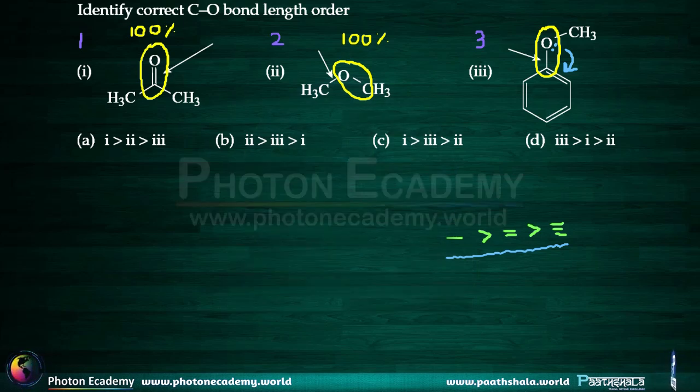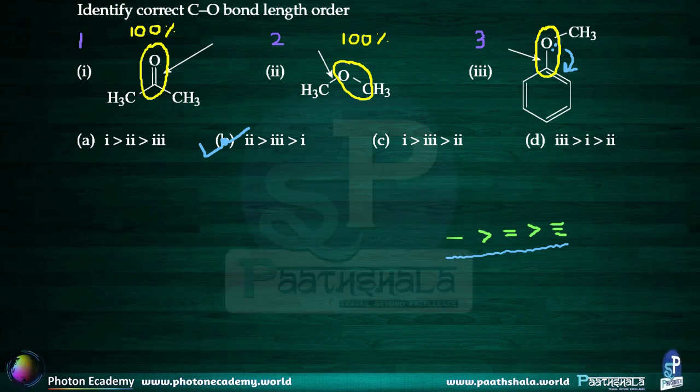Thus, after analyzing all the given options, we observe that the appropriate answer is option B. The carbon oxygen bond in compound 2 has the highest bond length, followed by the carbon oxygen bond in organic compound 3, followed by the carbon oxygen double bond in organic compound 1.